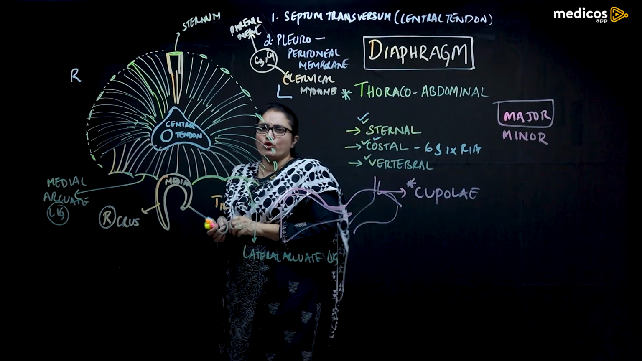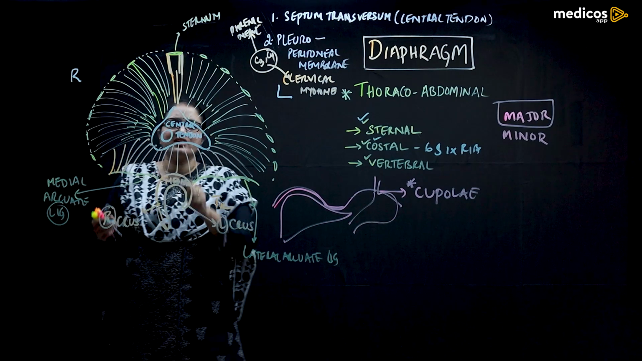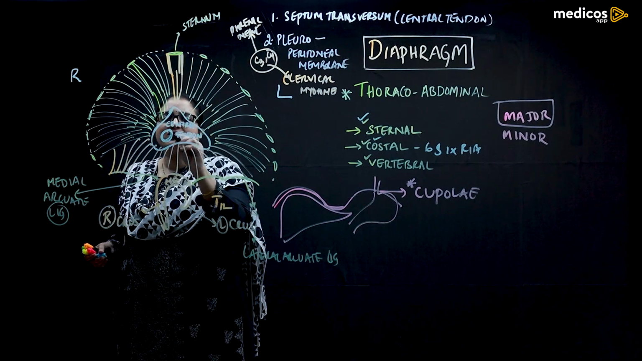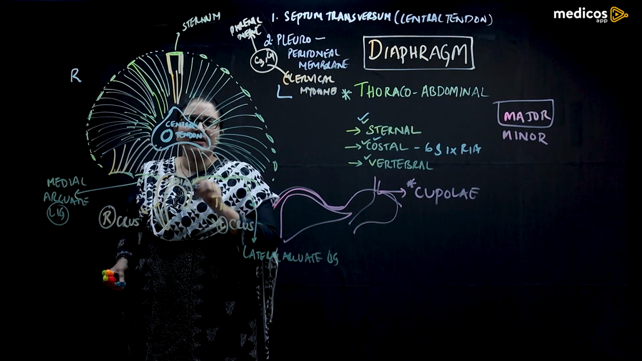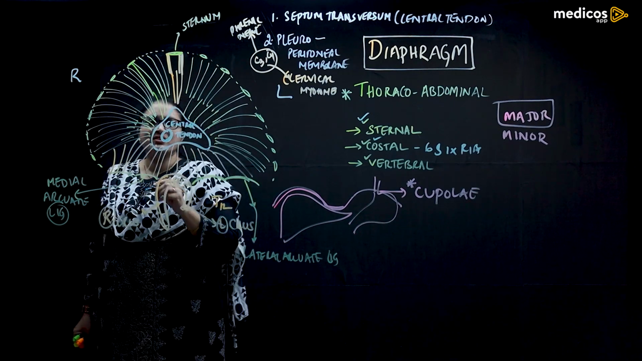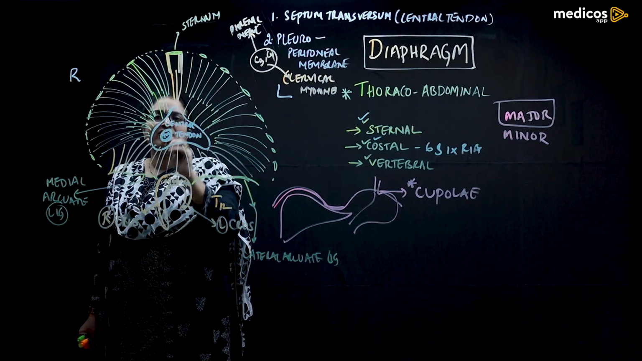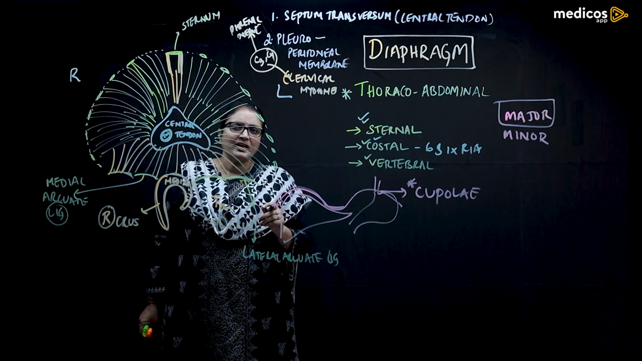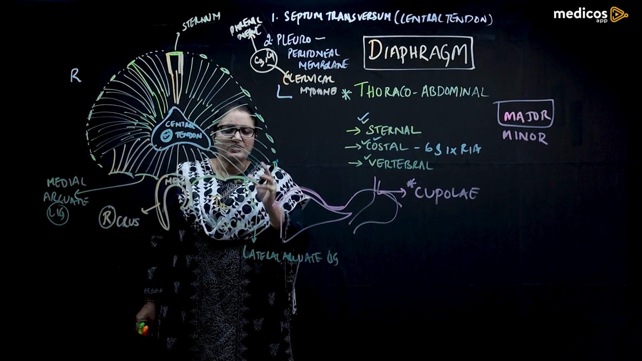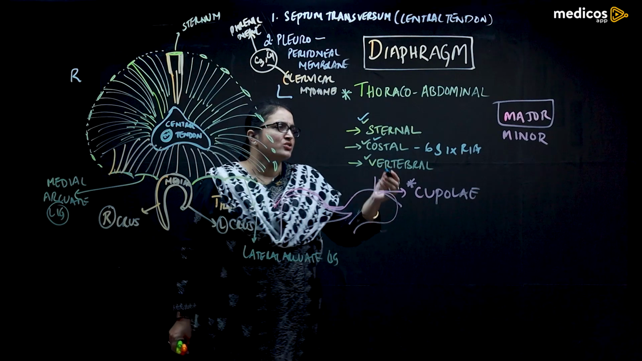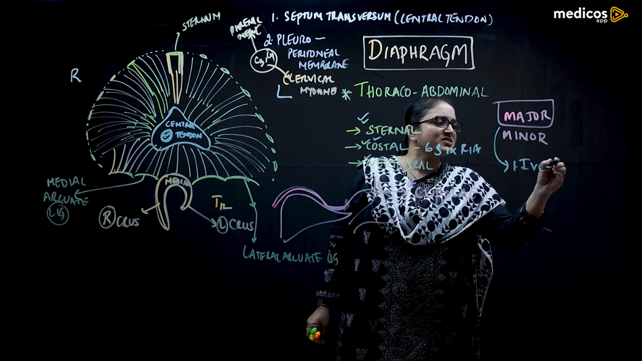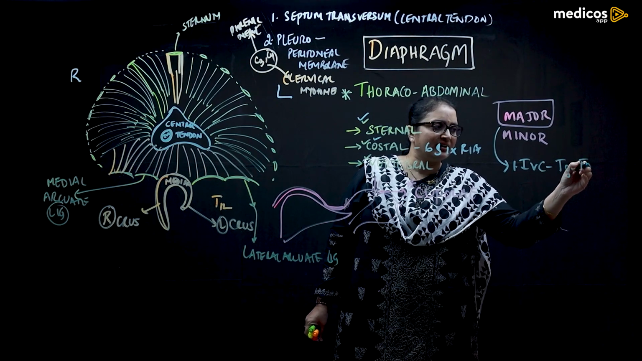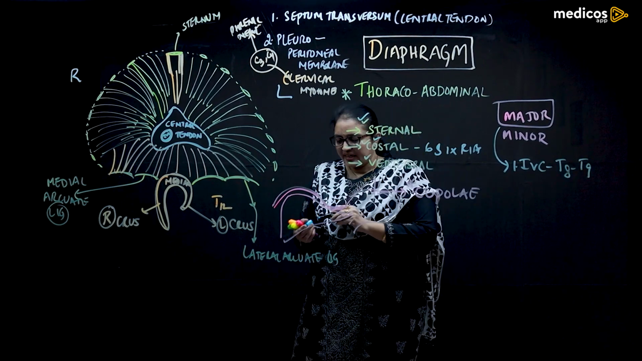First and foremost, in the central tendon, there is an opening in the center. This opening is for the inferior vena cava, which passes through this opening. So the first major opening is that of the inferior vena cava, and this is at the level of T8 and T9.